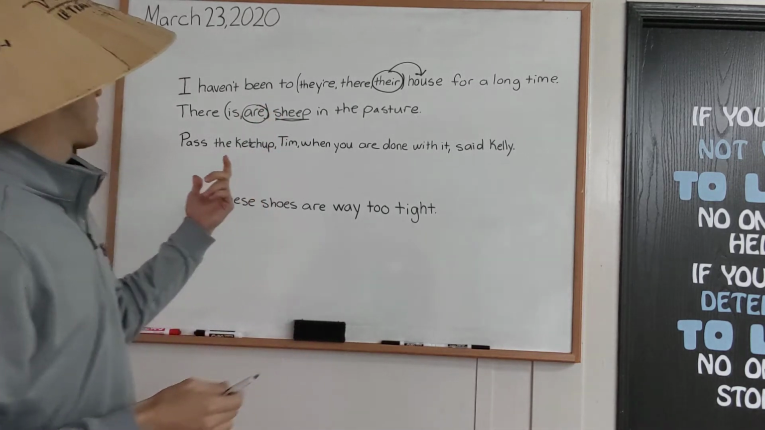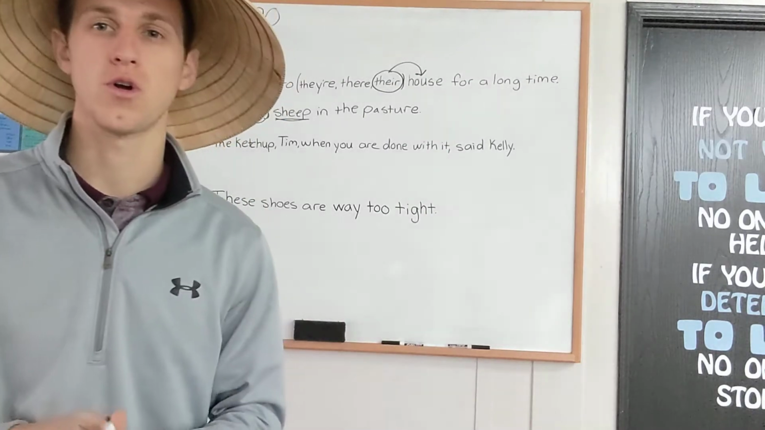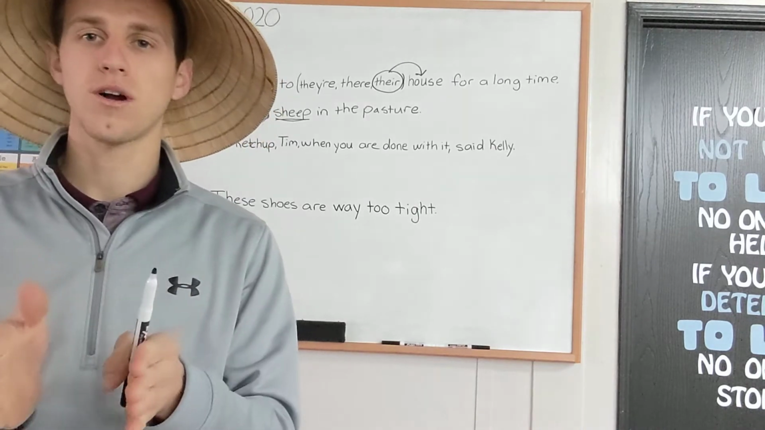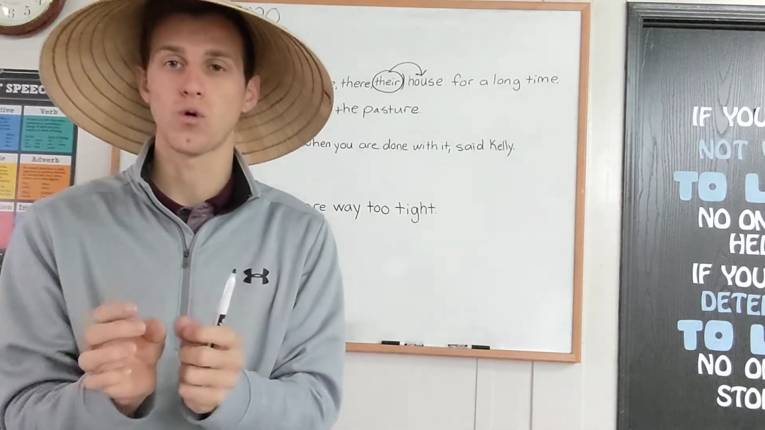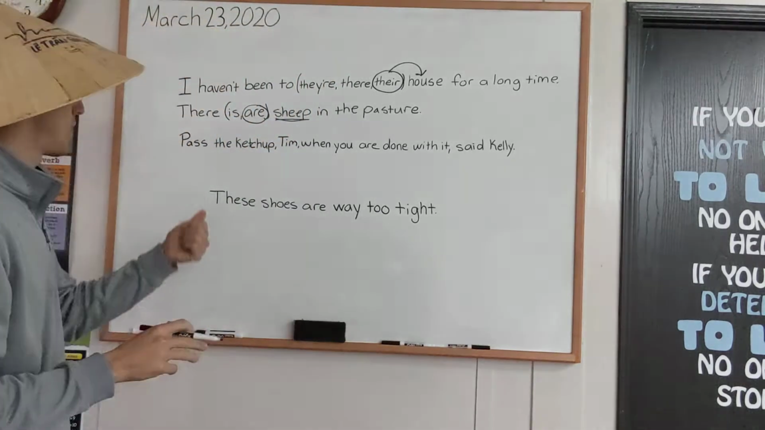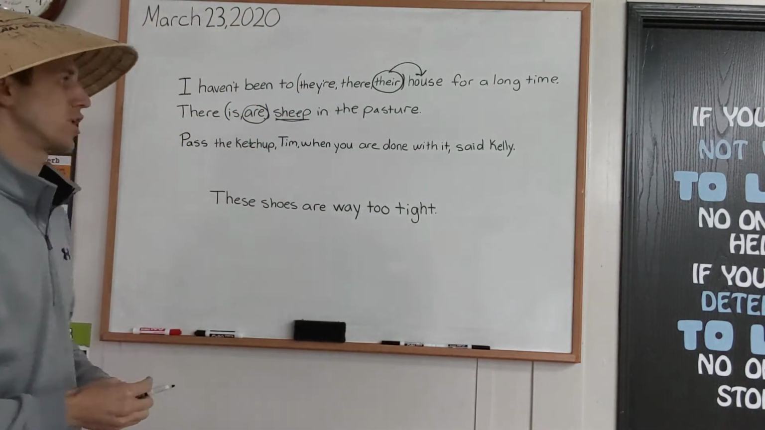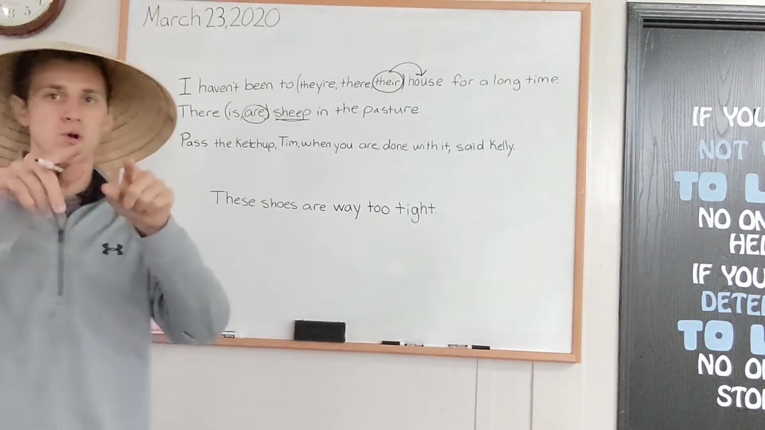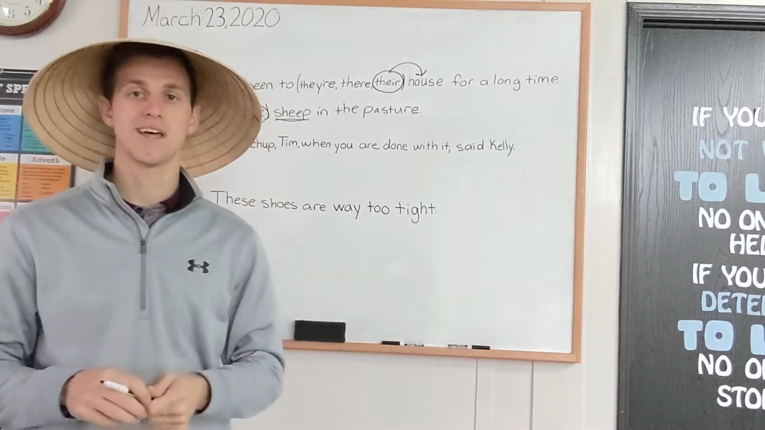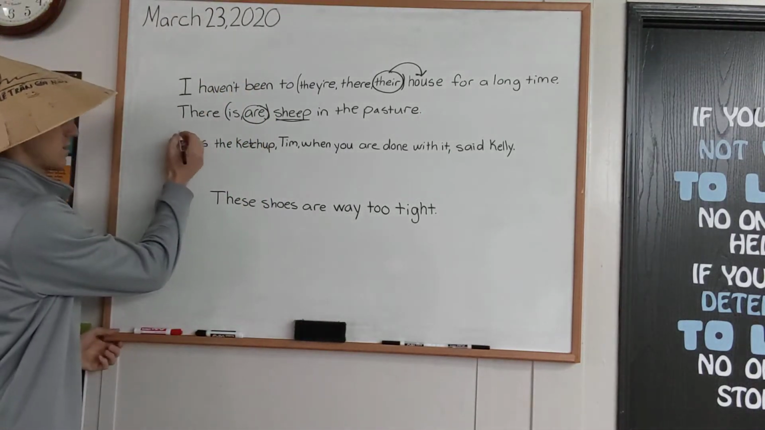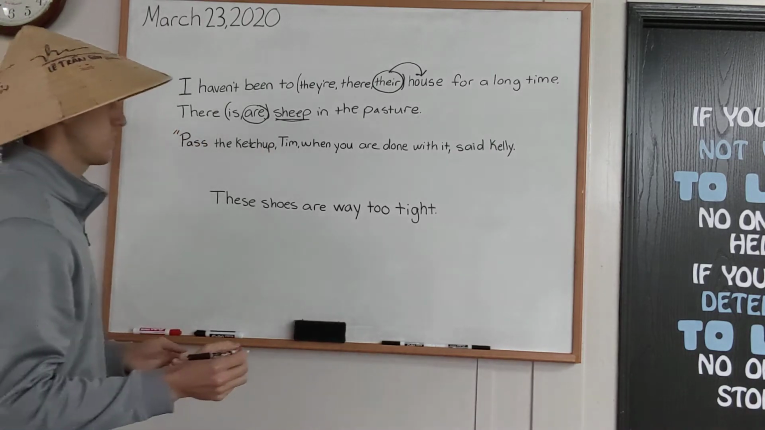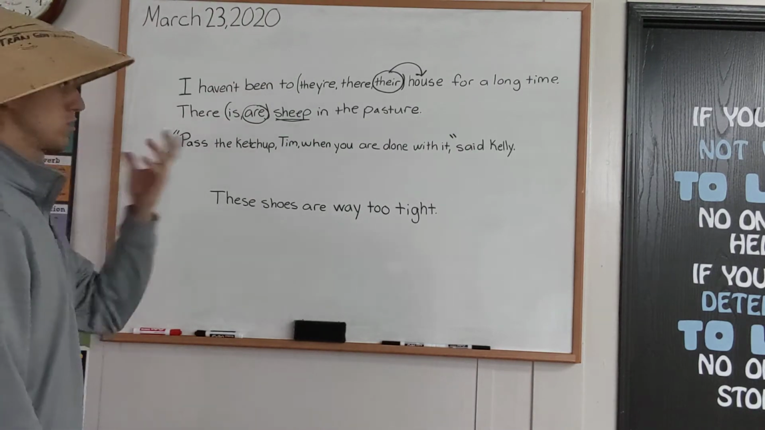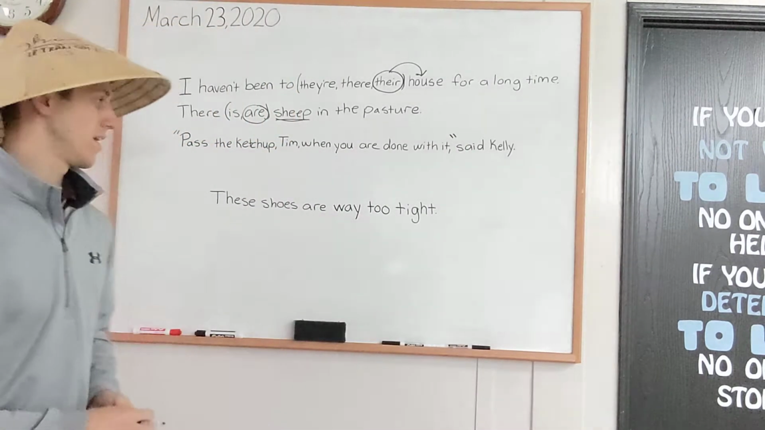Now for the next sentence, we are going to correct it using quotation marks, right? Remember, we use quotation marks with dialogue, and remember, dialogue is the exact words that people say, all right? So, pass the ketchup, Tim, when you are done with it, said Kelly. We are missing our quotation marks in this, right? So remember, we put quotation marks around the exact words that our speaker is saying. So Kelly is saying, pass the ketchup, Tim, when you are done with it, all right? So we put our quotation marks right around the words that Kelly is saying, all right?